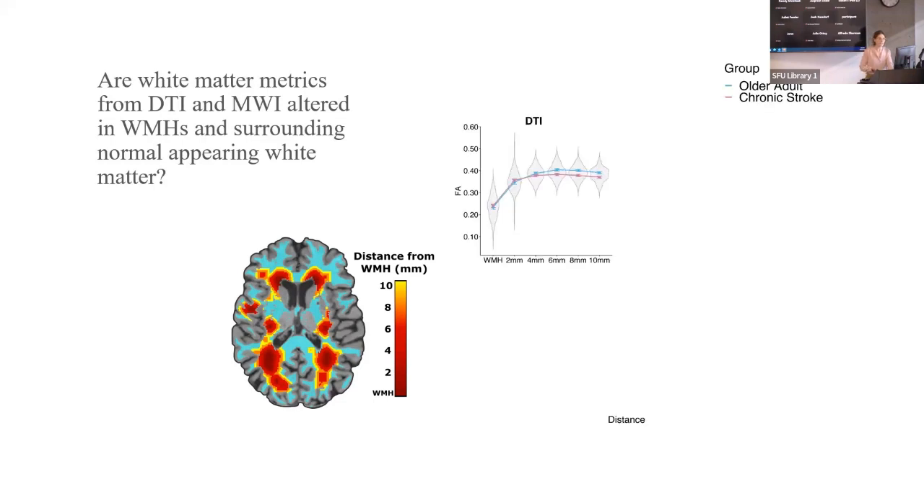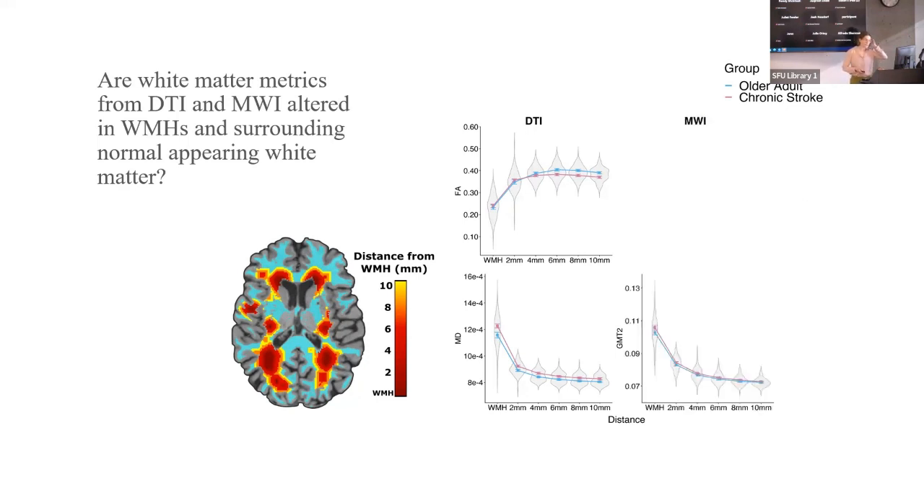So first showing some of the DTI data. We see FA, this pattern exactly replicates what's been seen in previous findings, with low FA in the white matter hyperintensity and gradually increasing with distance from the white matter hyperintensity. And the data is plotted separately here by group, older adults versus individuals with chronic stroke. MD, same thing. So high MD in the white matter hyperintensity gradually decreasing. And we start to see a bit of a difference in our stroke and older adult groups as well.